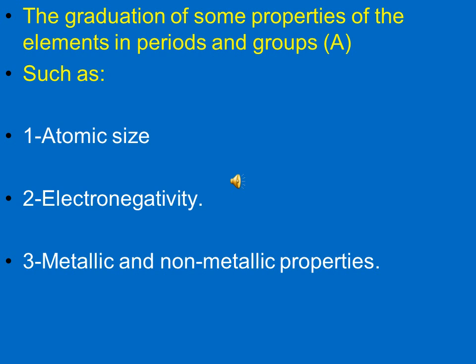The three properties in this lesson are atomic size, electronegativity, metallic and non-metallic properties. So we have three properties in this lesson, which are atomic size, electronegativity, metallic and non-metallic. And first we will talk about these properties in group A.